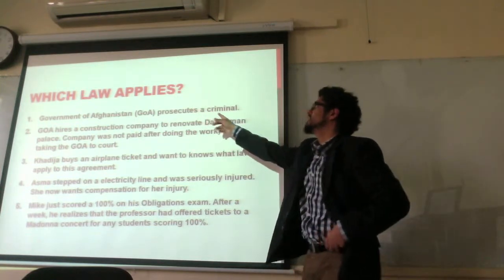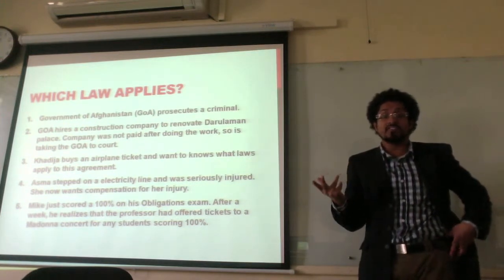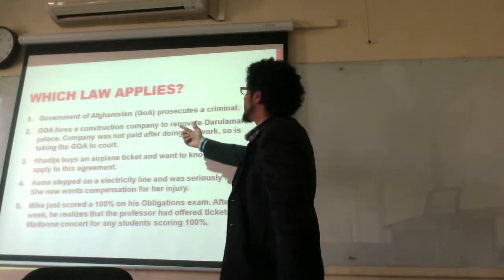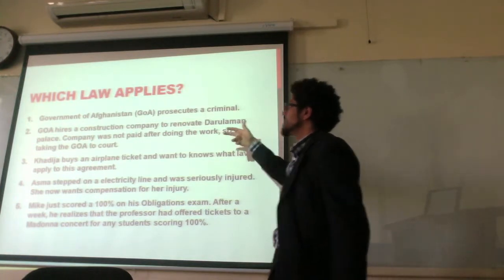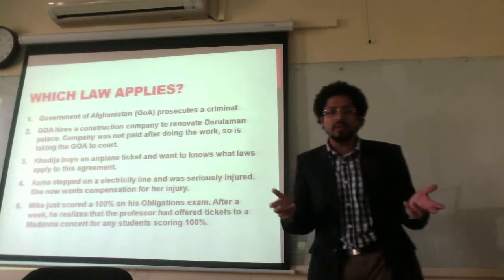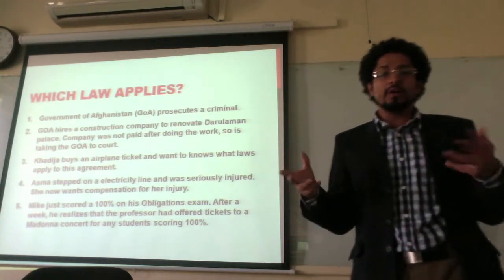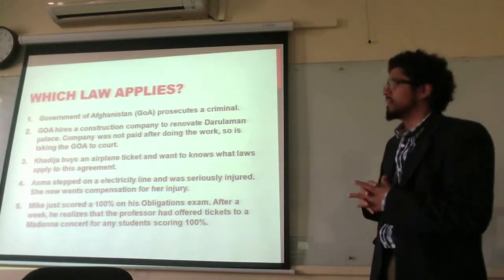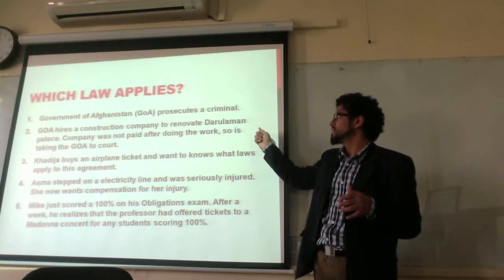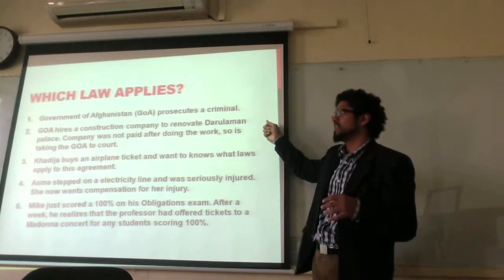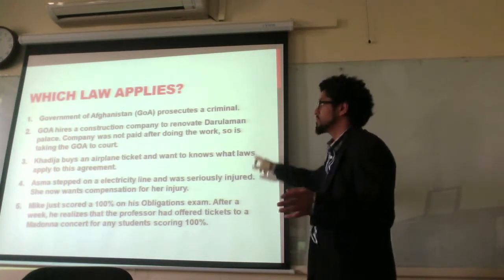So, government of Afghanistan prosecutes a criminal. It seems to be criminal law in the public law sphere. Government of Afghanistan hires a company to do renovations, and then they're going to court because that company wasn't paid. Well, if it has to do with renovations, the government is acting as a private party that contracted with this renovating construction company. So this is private law. It seems to be a general contract. It might be the CCA, depending on the nature of the contract. It might be a commercial issue as well.